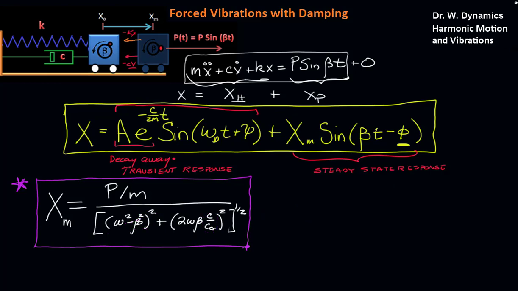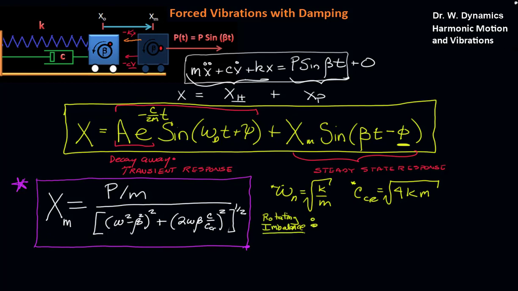And just so we have them all in one place, recall that omega natural is the square root of k on m. C critical is the square root of 4km. And generally when we're working with these problems, we want to solve these beforehand based on the original information. If we have a rotating imbalance that's causing the forced vibration, we can find the magnitude of P max as m a sub c. It's the centripetal acceleration of that little rotating mass.